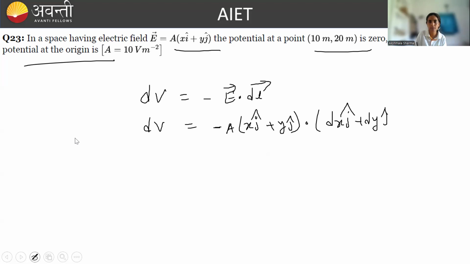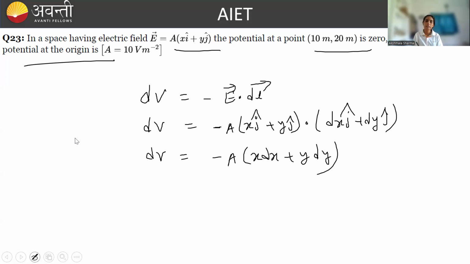plus dy j cap. So if you are going to solve it, -A times x dx plus y dy. Okay? And we need to calculate the potential at the origin, given that the potential at one point is given. So you integrate. Initially take the origin as 0, 0; we do not know the potential there. And if we take a certain point, 10 meter and 20 meter, then the potential value is how much? 0.